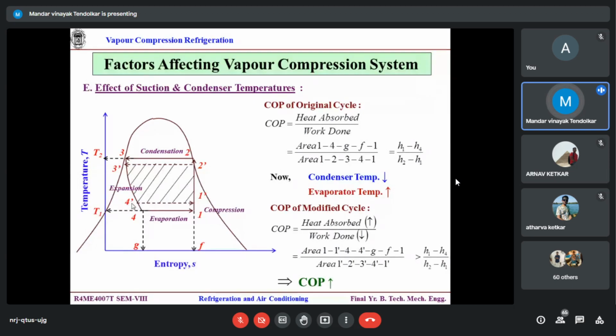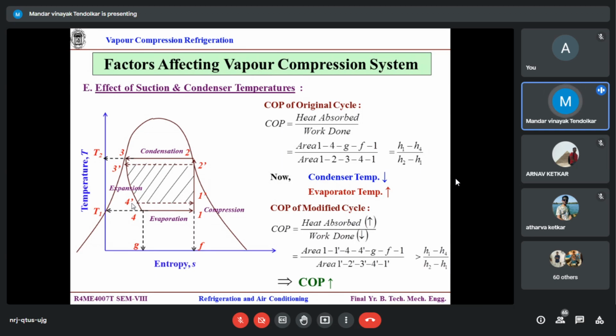Yes, sir. Correct? So basically what you are squeezing is the area inside the dome, which is related to the work. So work is reduced. Then this increases. Earlier, let's say the evaporation effect is 1 to 4. Now the 1 is the same over here, vertical line, but 4 dash is shifted towards the left hand side. So overall refrigeration effect increases. Correct? So finally my COP increases. Refrigeration effect increases, compressor work reduces, so COP has to increase.